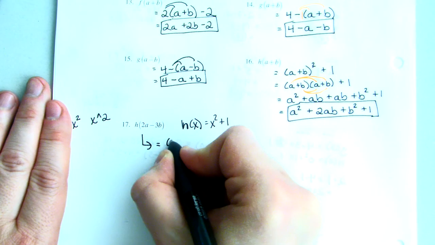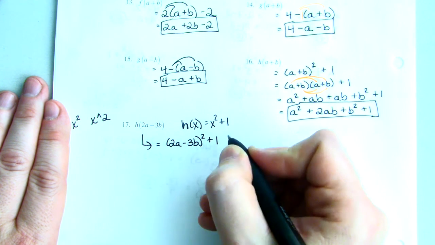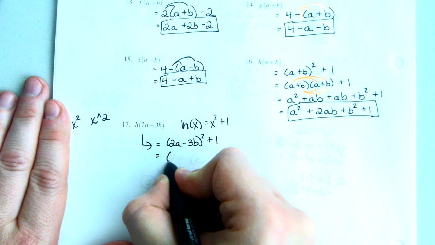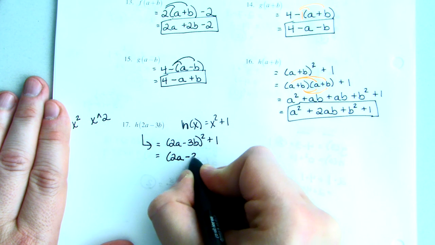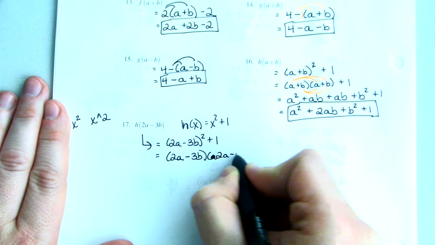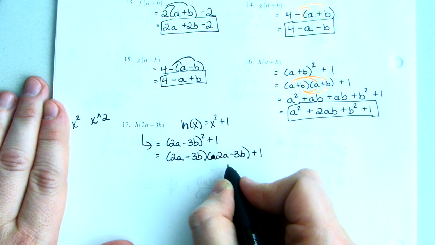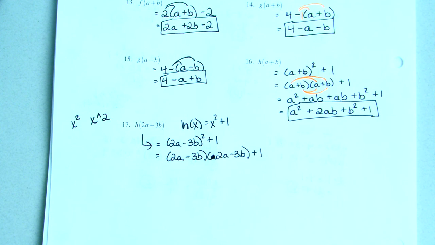Okay, so this is going to be 2a minus 3b in parentheses squared plus 1. I hope that you then wrote it out twice and said 2a minus 3b times 2a minus 3b. We're always going to have to do that if we want to square a sum or a difference. We have to write it out twice and then FOIL, or double distribute.